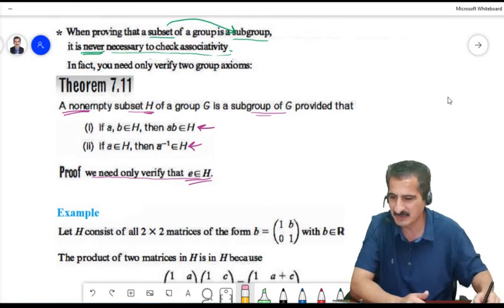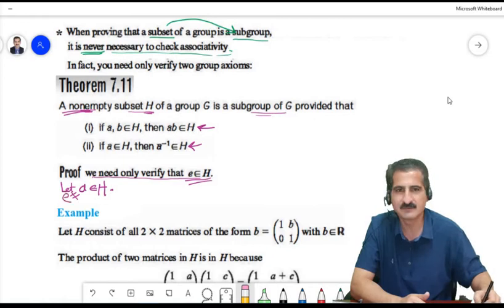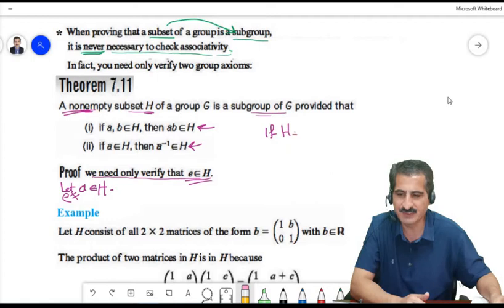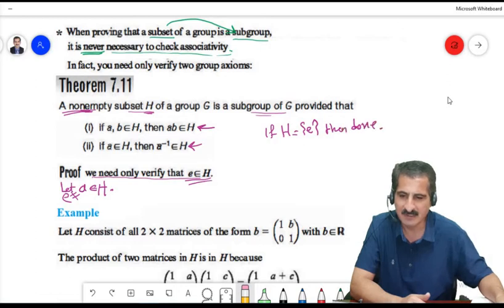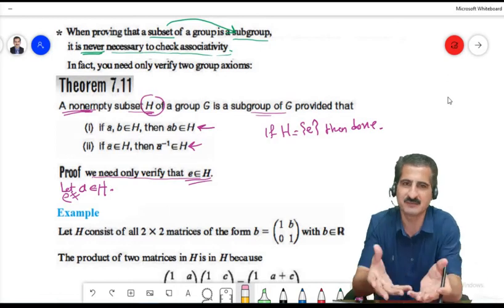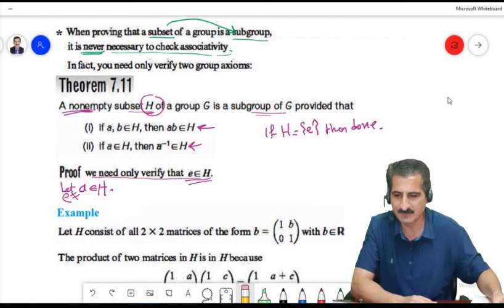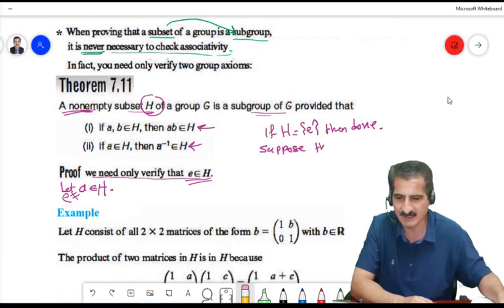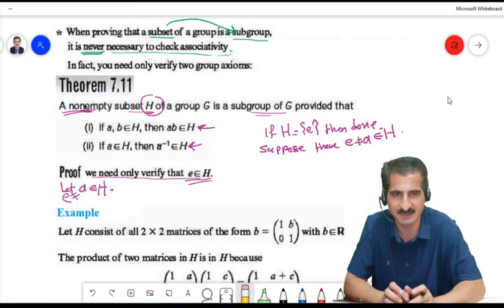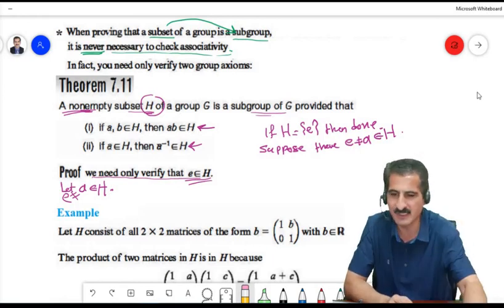So let A belong to H. Can I say that? Which is not empty. Okay. Now, can I choose A to be not the identity? Can I say here at the beginning, if H consists of only the identity, this is trivial, then done. Why am I saying that? If this subgroup consists only of the identity, then it is a subgroup. Then we have nothing to do, okay? So we will assume there exists an element which is not the identity and it belongs to H. So H is more than just the identity element.